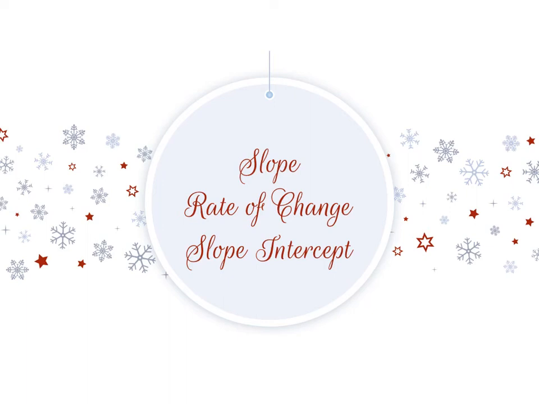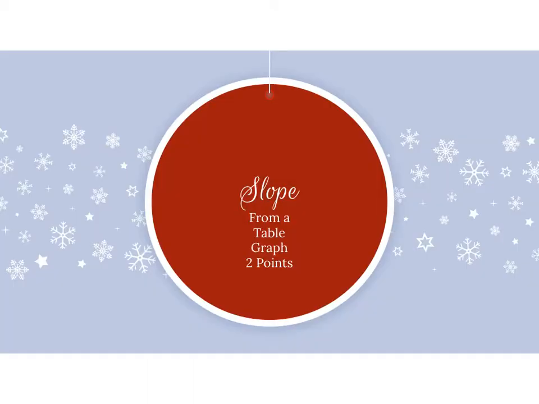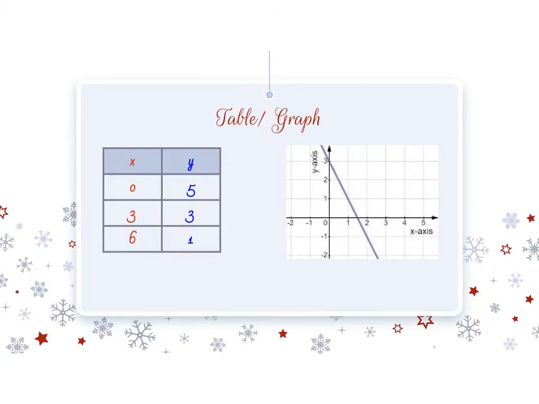I am going to go over slope, rate of change, and slope-intercept form. So the first thing that we're going to talk about is slope. We are going to look at slope from a table, graph, and 2 points. So go ahead and pause this video and do a sketch of the table and of the graph.